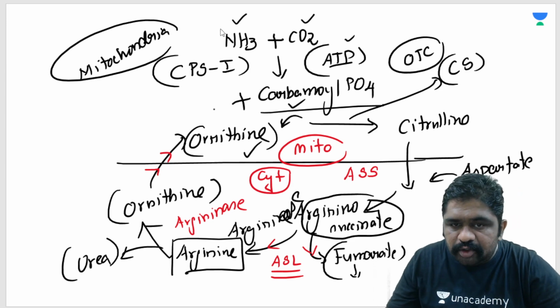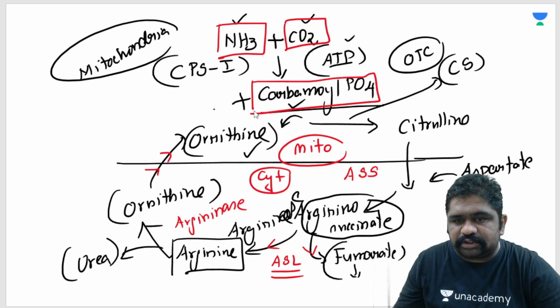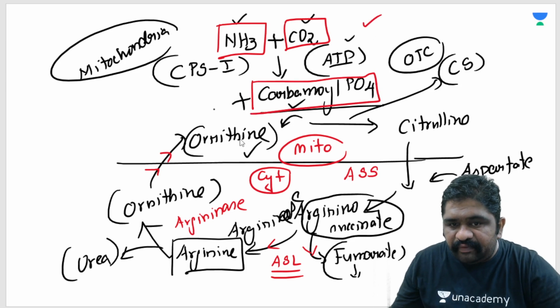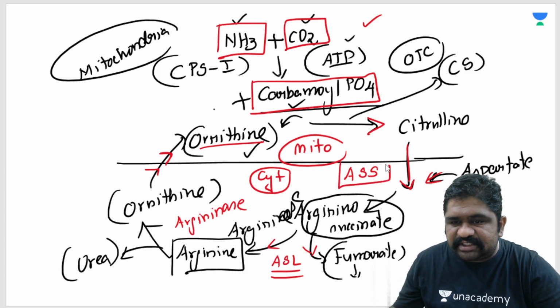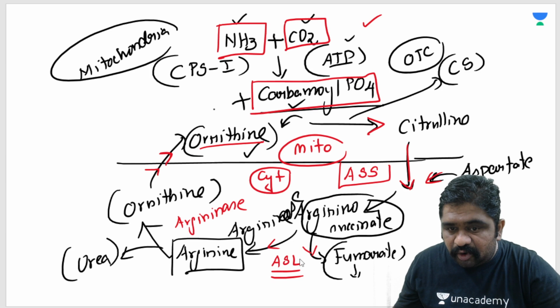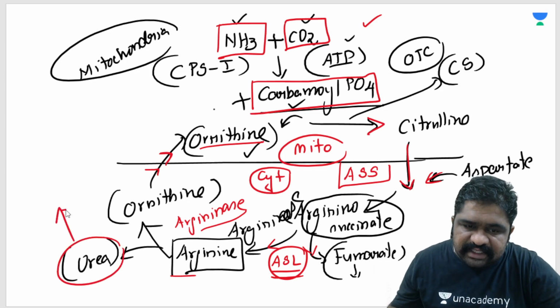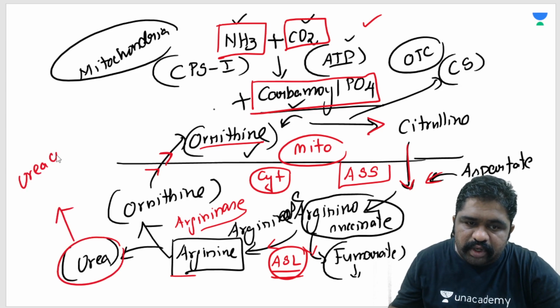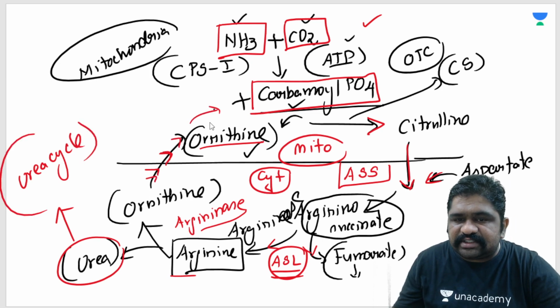So let me repeat. You have ammonia plus carbon dioxide coming together to form carbamyl phosphate. This happens in the mitochondria. That carbamyl phosphate will react with the incoming ornithine to become citrulline. That citrulline can go out to react with the aspartate to produce argininosuccinate in the presence of argininosuccinate synthase. And if the argininosuccinate is breaking down, it is argininosuccinate lyase. And if the arginine is coming out to be broken down by arginase, it will give you urea. So urea is synthesized, you call it the urea cycle. You also realize ornithine is regenerated and is entering into the cycle once again.